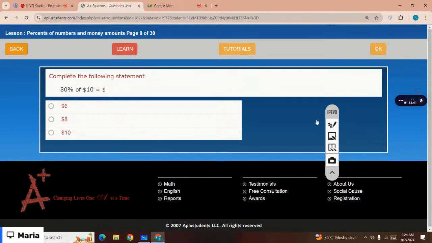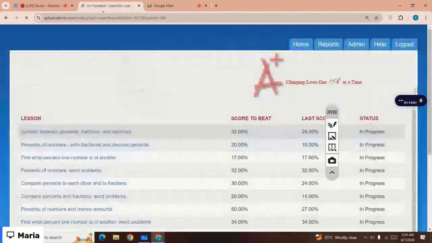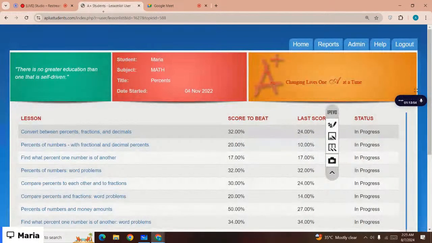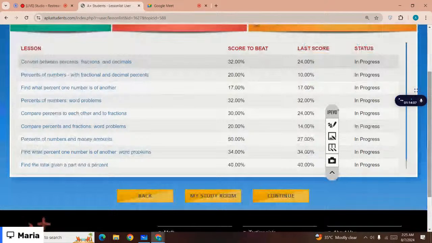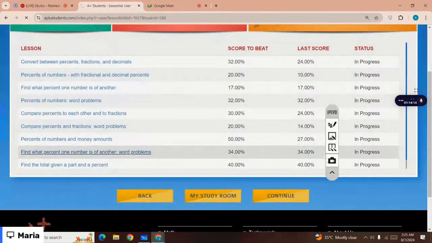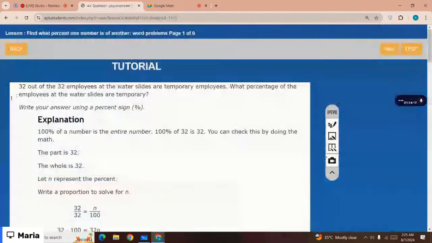Okay, you can complete the lesson by yourself later today. Let me just move on to the next lesson. The next lesson is find what percent one number is of another, word problems. Let's just start with the lesson.